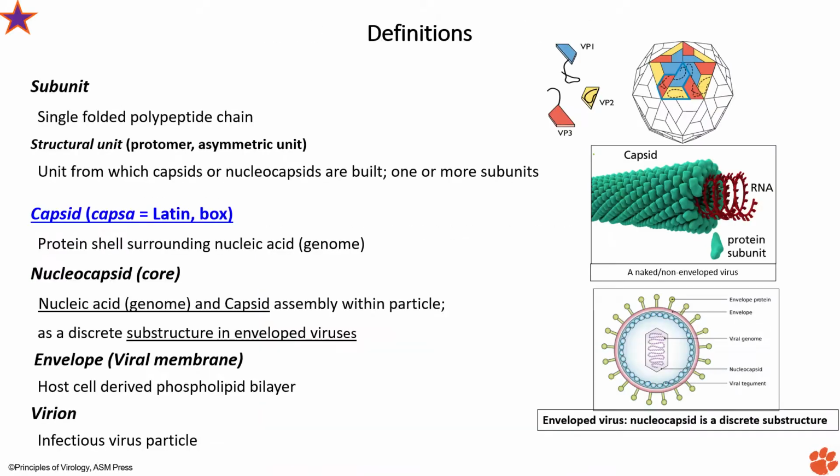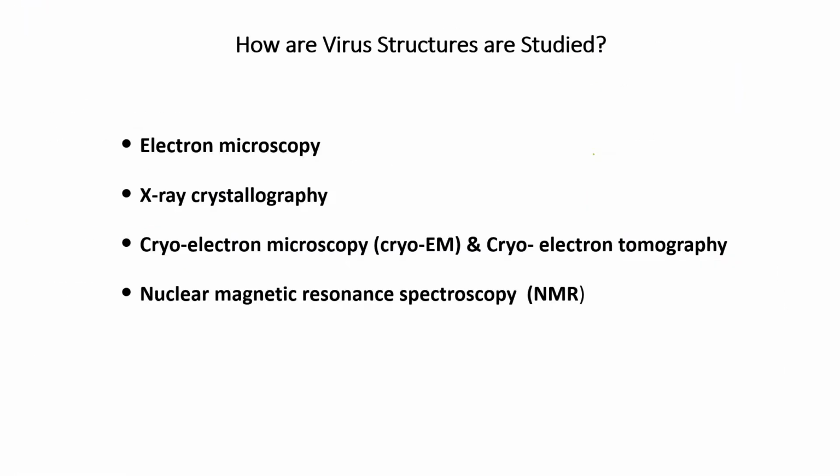Then the next one is very important right here. Remember, the subunit is a single polypeptide chain, or a single protein is a subunit. On the other hand, remember the structural unit is the protomer, also called the asymmetric unit. This is the unit from which the capsids or the nucleocapsids are built. So that is very important. The definitions are important. This is an important slide as far as definitions go.